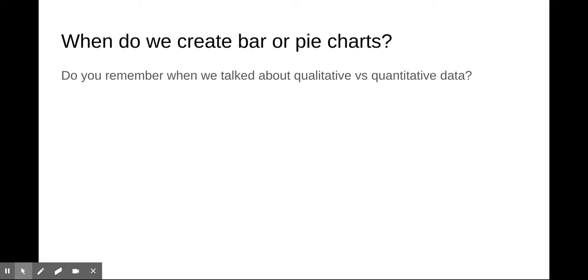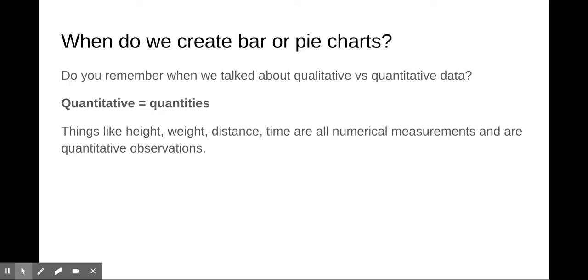Well, we have to go back to qualitative versus quantitative data. Do you remember when we talked about qualitative versus quantitative observations? Whenever we have something that's quantitative, that is something that is quantities. I think they both have the word quant in them. Things like measuring height, weight, distance, time, they're all numerical measurements, and those are considered quantitative observations.